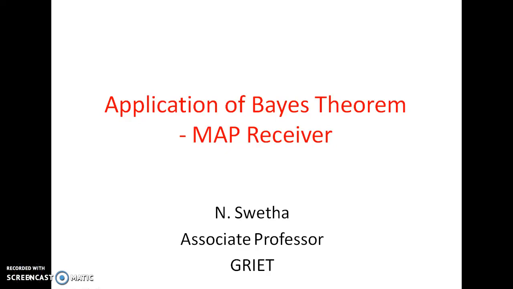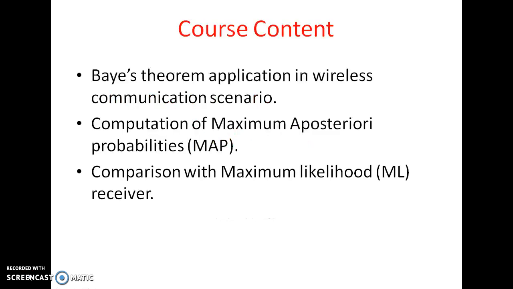Welcome. Today I want to deal with the application of Bayes theorem. An application in wireless communication is a MAP receiver. MAP stands for maximum a posteriori probability. The course content is like this: Bayes theorem in a wireless communication scenario will be explained, and how to calculate the maximum a posteriori probability, and it is compared with another receiver, which is the maximum likelihood receiver.